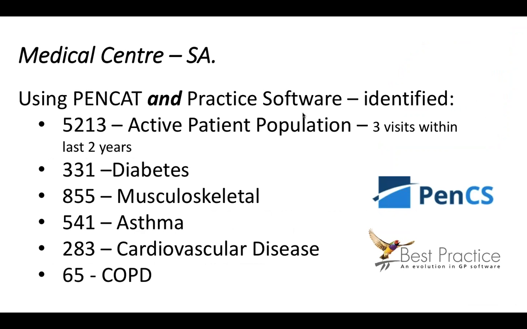So at this medical centre in South Australia, using PenCat and practice software, we identified their patient population. They have just over 5,000 active patients. An active patient, according to most clinical software and PenCat, is a patient who must have been in 3 times in the last 2 years. So it certainly, for the most part, excludes holidaymakers who may have visited once, came in because they stood on something at the beach, had a tetanus shot, and have never been back. So you really want to get that down to your active patient population. These are patients who are more likely to be your actual population and not holidaymakers or the transient population.